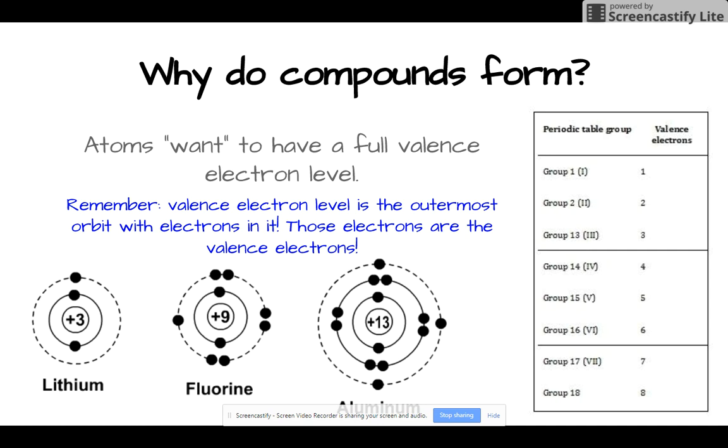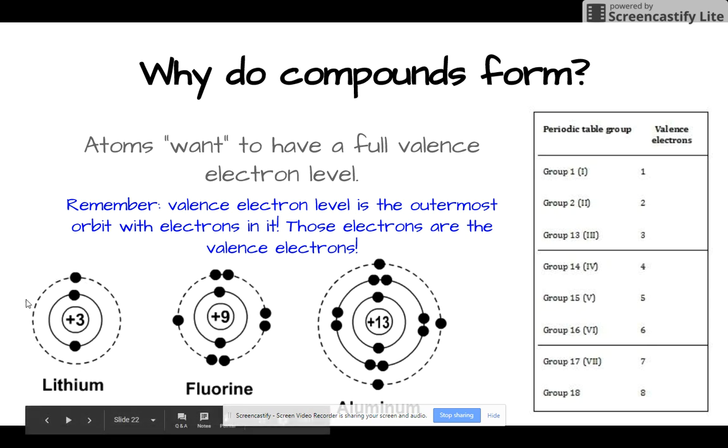So why do compounds form? Turns out atoms want to have a full valence electron level. We talked about valence electrons way back in our first unit on atoms. The valence electron level is the outermost orbit.